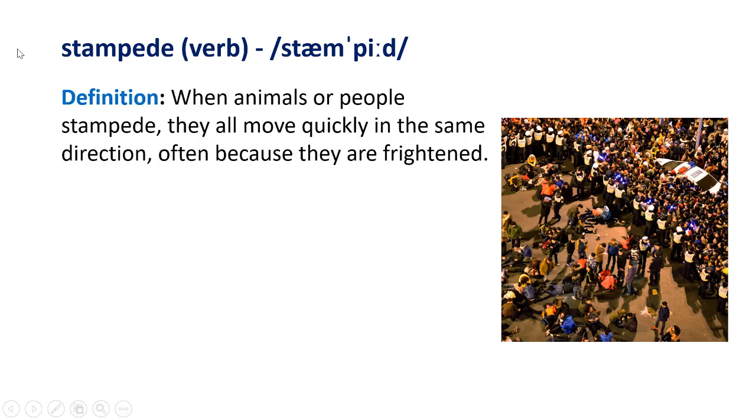Now let's see the definition of the word stampede. When animals or people stampede, it means they all move quickly in the same direction, often because they are frightened. They are frightened, right? So we have an example of how we use the word stampede like this: A herd of stampeding elephants. Through this sentence, you understand, right?